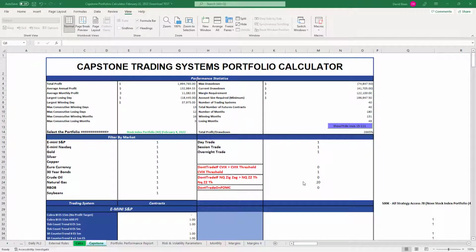We have added the Don't Trade on FOMC to our portfolio calculator. This eliminates all trades on the 8 scheduled FOMC dates. If you select one right here, we have 3 sets of rules.